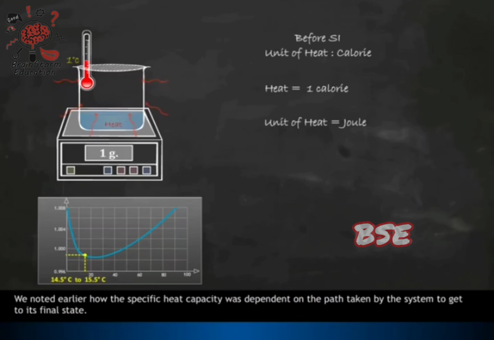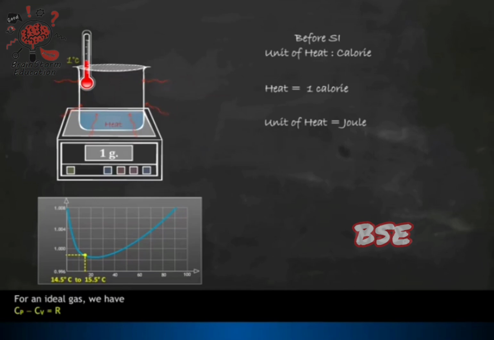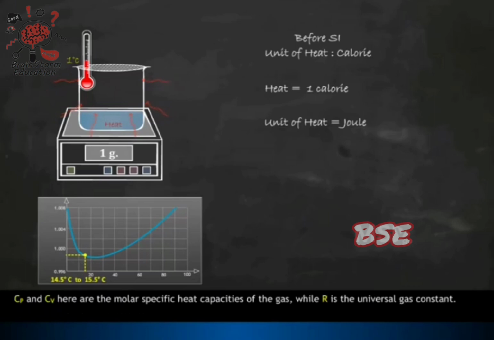We noted earlier how the specific heat capacity was dependent on the path taken by the system to get to its final state. For gases, we may define 2 specific heats: specific heat capacity at constant volume and specific heat capacity at constant pressure. For an ideal gas, we have Cp minus Cv equals R. Here Cp and Cv are the molar specific heat capacities of the gas, while R is the universal gas constant.